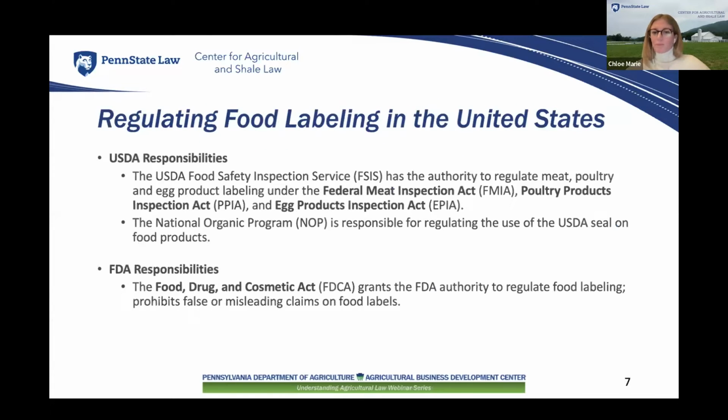Let's start. In the US, the FDA and the USDA share primary responsibility for regulating food labeling. The USDA Food Safety Inspection Service regulates the labeling of meat, poultry, and egg products under the Federal Meat Inspection Act, the Poultry Products Inspection Act, and the Egg Products Inspection Act, while the FDA regulates the labeling of other food products and food ingredients under the Food, Drug, and Cosmetic Act.